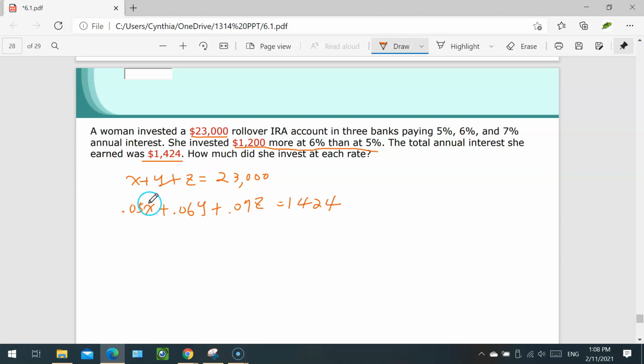With 3 unknowns, we need at least 3 equations. So the third equation comes from here. She invested 1,200 more at 6% than at 5%. So that means if we let the 6% be y, then y minus x is 1,200, because the 6% investment is more than the 5% investment by 1,200.